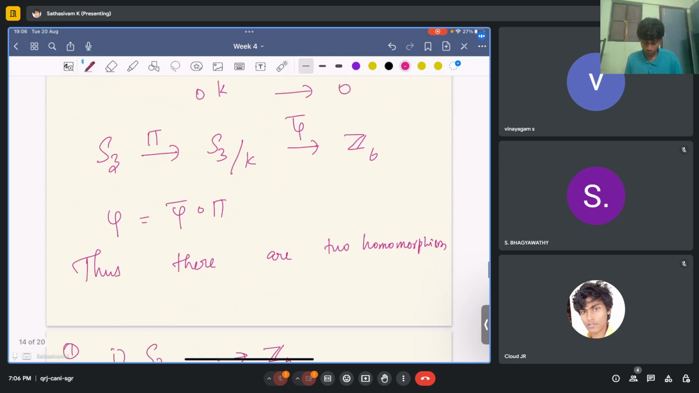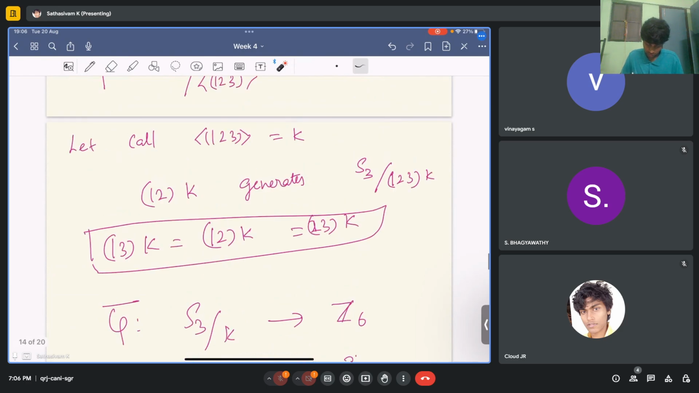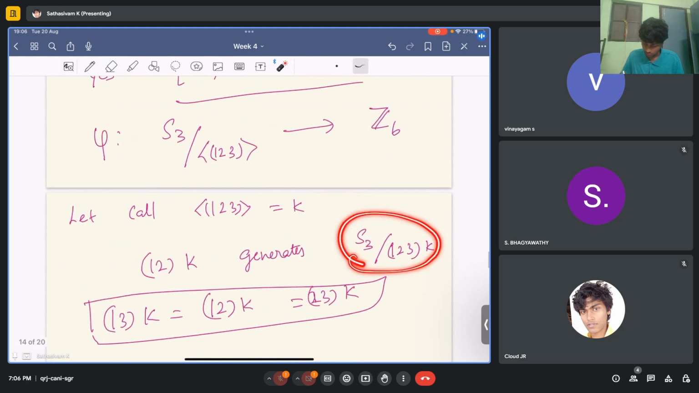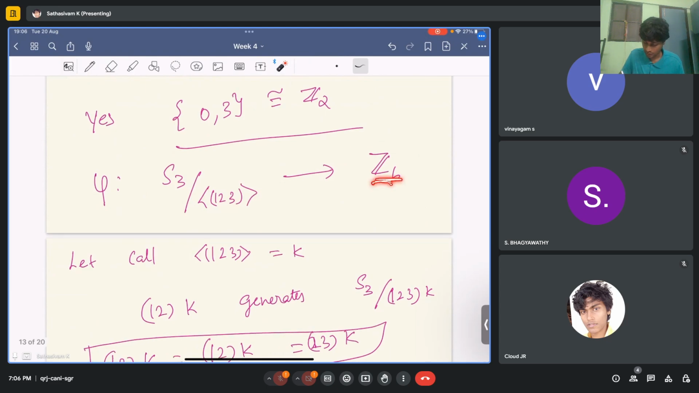So why are these the only two homomorphisms? Because here you see, if you look at this one, what you get is that this is isomorphic to Z2, right? And I want the image to be Z2. Inside Z6 there is only one possible image. So inside Z6, there is a unique subgroup of order 2. The uniqueness follows from the fundamental theorem of cyclic groups.